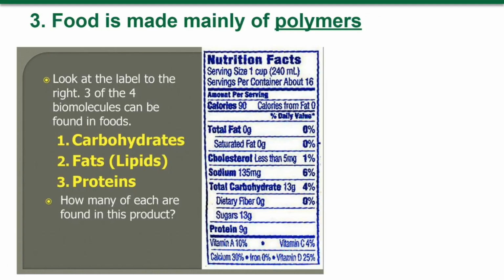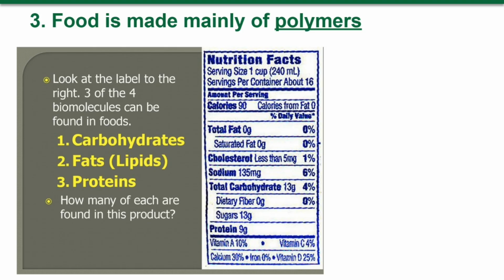Now, a big question that we might be asking ourselves is, where do we get these monomers to build up the organism? Well, food is made up mainly of polymers, and so when we ingest those polymers, we can actually break those down into different monomers.